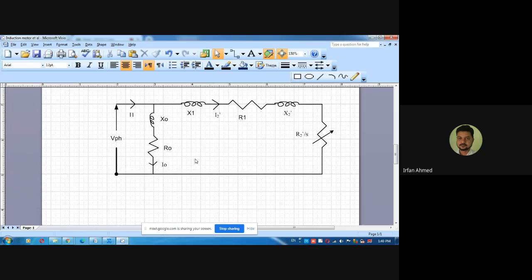Okay, after that you have your stator leakage reactance X1, the rotor leakage reactance as referred to the stator, that is X2 dash, the stator resistance R1, and the rotor resistance as referred to the stator, that is R2 dash by S. This is a variable resistance, variable because it depends on the value of slip S. As the speed changes, the value of this resistance changes. This is your rotor current as referred to the stator, that is I2 dash.